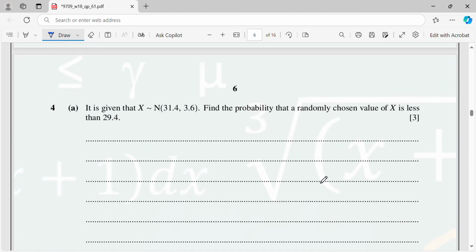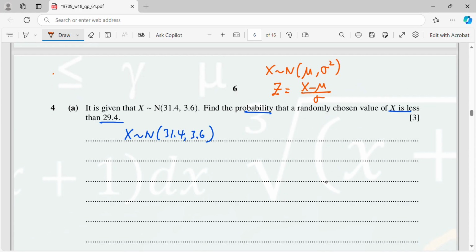Now here for question number 4a, it is given that X is normally distributed with mean 31.4 and variance 3.6. Find the probability that a randomly chosen X is less than 29.4. So X is N(31.4, 3.6), because our formula is X is normally distributed with mean mu, variance sigma squared. So when you need to calculate the probability, you need to standardize the variable. So the Z is (X minus mu) over sigma.